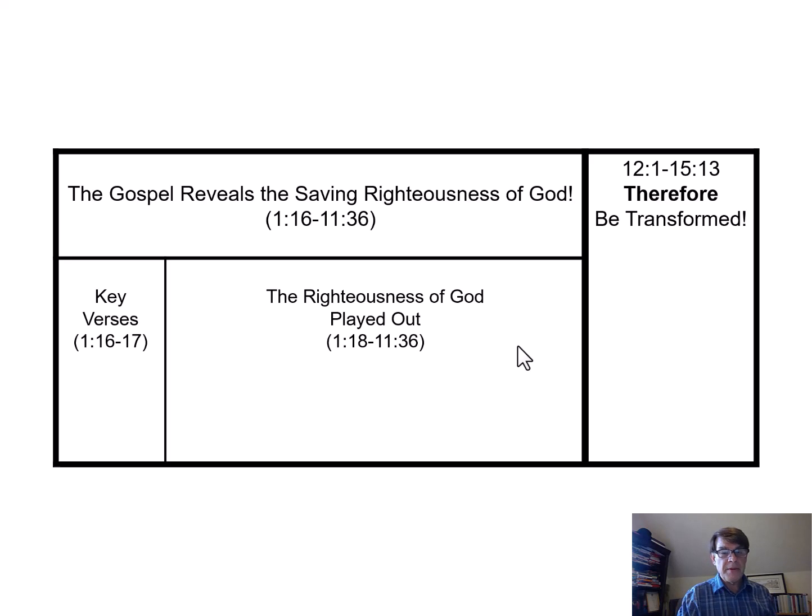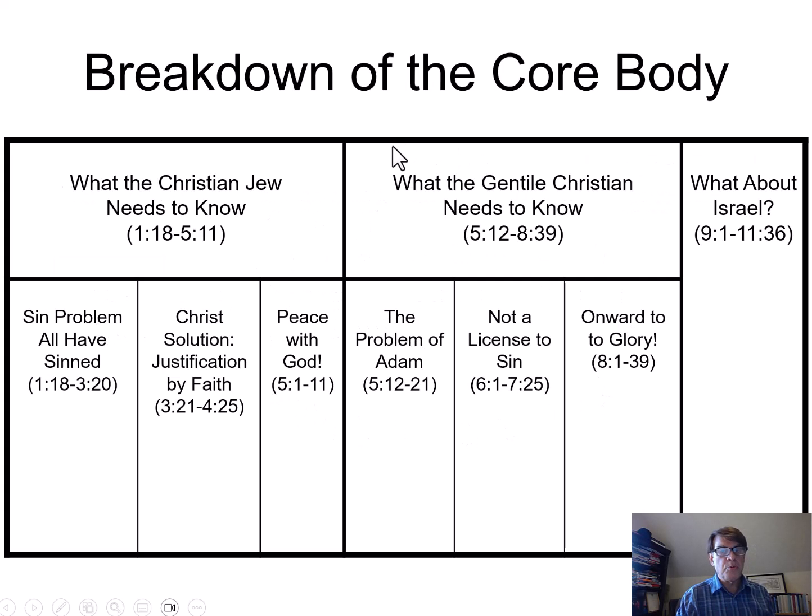And here, let me go ahead and single in on this. I'm going to take this box right here and bam, this is a breakdown of that box. This is a breakdown of the core argument in the first half of Romans. And I've divided it into three sections. No surprises there. That's fairly standard. My titles are trying to get at what's really going on here. I mean, I could have titled this first part, The Sin Problem and Christ's Solution. In fact, I have them down here. And that's fine. But I think you miss what Paul's getting at.